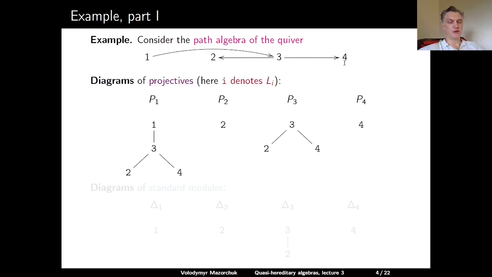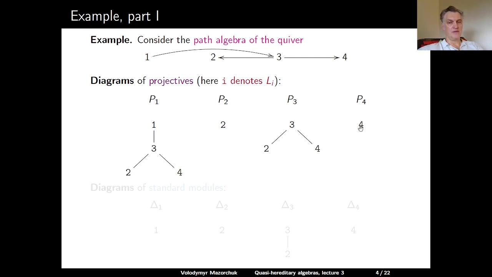So here are the diagrams of projective modules, and here we denote by i the simple subquotient Li. So the projective at 1 starts at 1. Recall that the projective module consists of all paths which start at a certain vertex. So P1 starts at 1, and then we go by arrow to 3, so the next subquotient is 3, and from 3 we can go to both 2 and 4. So after 3 we have 2 and 4. So that's the diagram of P1. The vertex 2 is a sink, so P2 is equal to L2. For P3 we start from 3, and then by arrows we go to 2 and to 4, and P4 is just 4.